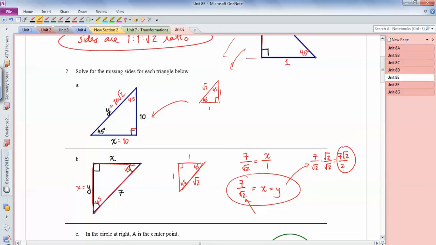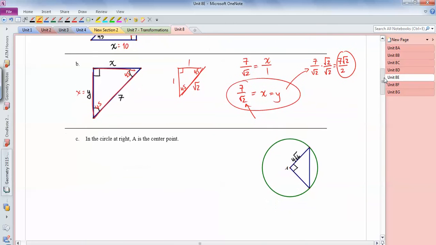Some books tell you always get the root out of the bottom, and other books don't care. It turns out in calculus, sometimes you want the root in the bottom. So I'm not going to be picky about that for now. Occasionally I might ask you to do it just so that I know you know how. Okay, so then the next one here.